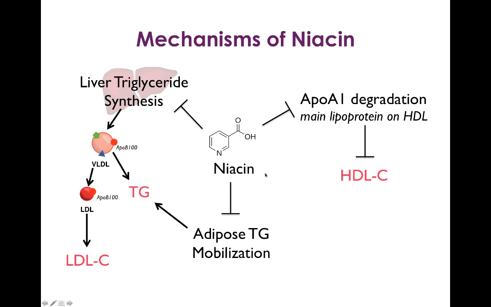A second big pathway is that niacin blocks mobilization of triglycerides from the adipose tissue. The adipose tissue are the fat depots in the body, and niacin blocks mobilization of triglycerides from them, which also leads to lowering of triglycerides.